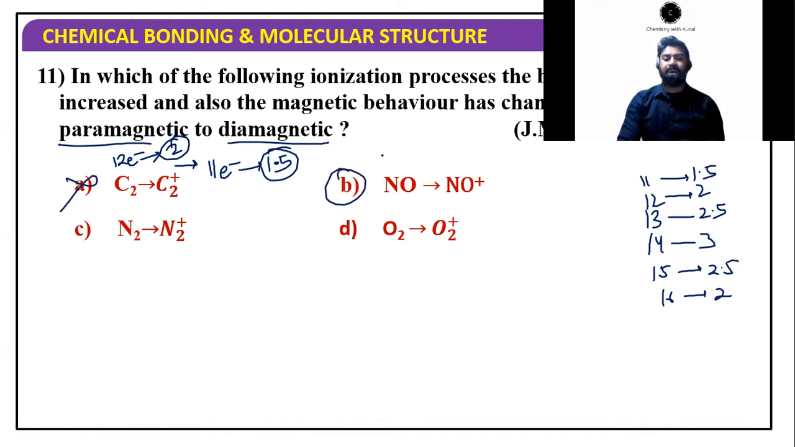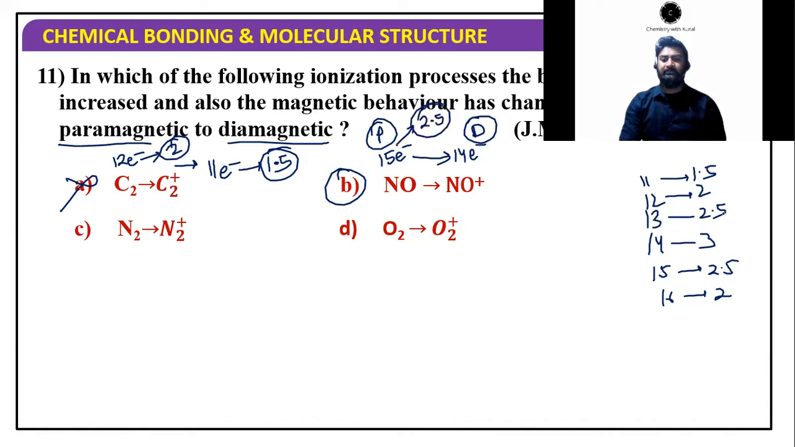Option B. 8 because of oxygen, 7 because of nitrogen. So 15 electrons. This is 14 electrons. So 15 to 14. What do we have? Paramagnetic to diamagnetic. See, it's moving from para to dia. Right? I think this could be our answer. Let's see. What's the bond order?